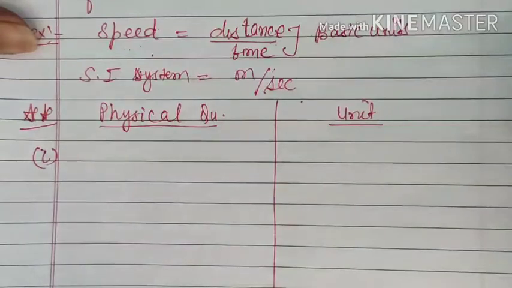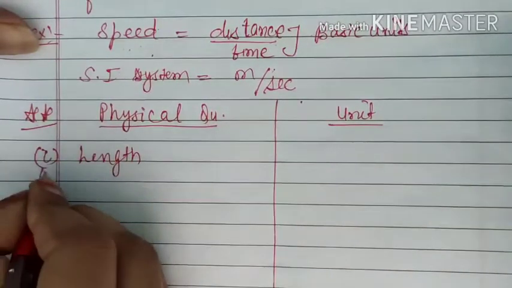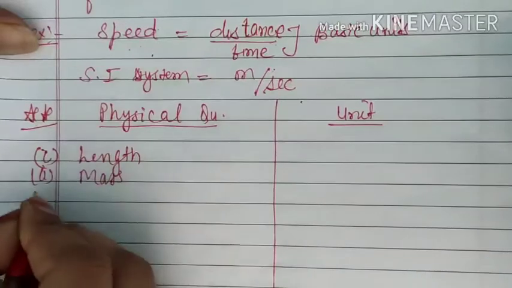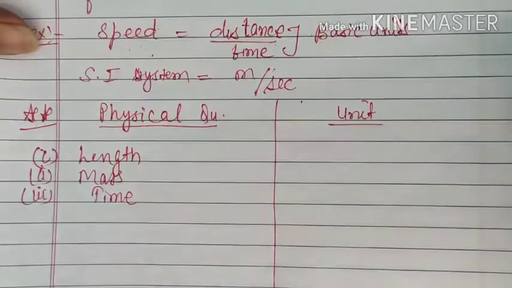Initially only three basic units, or fundamental units, were found and categorized: length, mass and time. That means initially we thought that with the help of these three physical quantities we can derive all the units. This was the thought when most of the physical quantities were not found at that time. So we said that there are just three physical quantities which are fundamental. That means fundamental units are three.